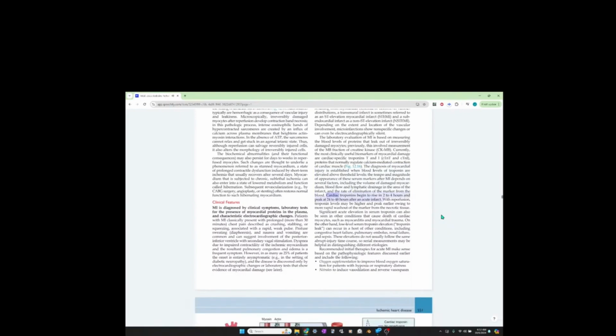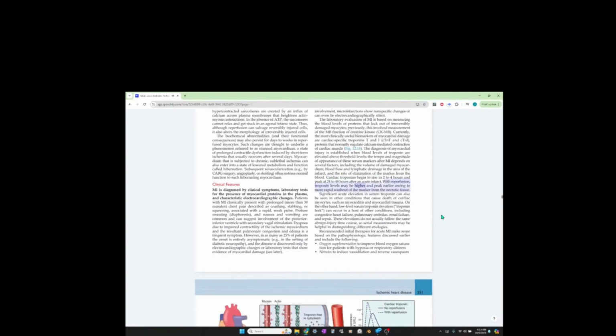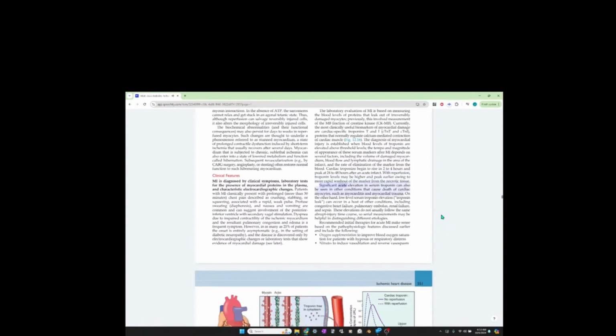Cardiac troponins begin to rise in 2 to 4 hours and peak at 24 to 48 hours after an acute infarct. With reperfusion, troponin levels may be higher and peak earlier owing to more rapid washout of the marker from the necrotic tissue. Significant acute elevation in serum troponin can also be seen in other conditions that cause death of cardiac myocytes, such as myocarditis and myocardial trauma.